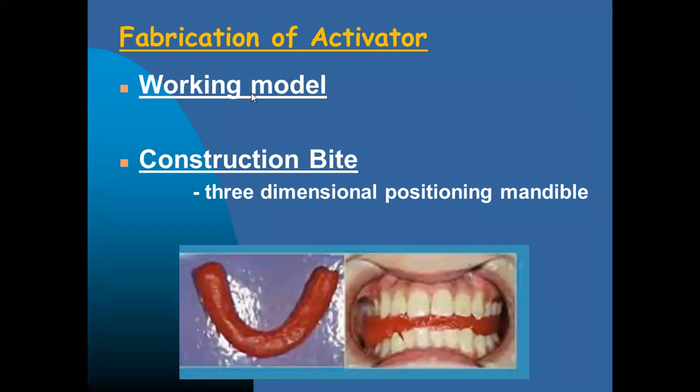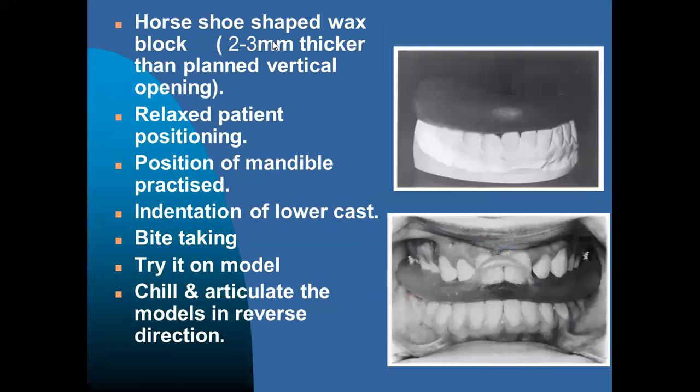So you basically need a working model. Apart from the study model, we'll be taking a working model and the construction bite. You can see this is a U-shaped, horseshoe-shaped sheet of wax. The horseshoe-shaped wax is 2 to 3 millimeters thicker than the original planned vertical dimension.